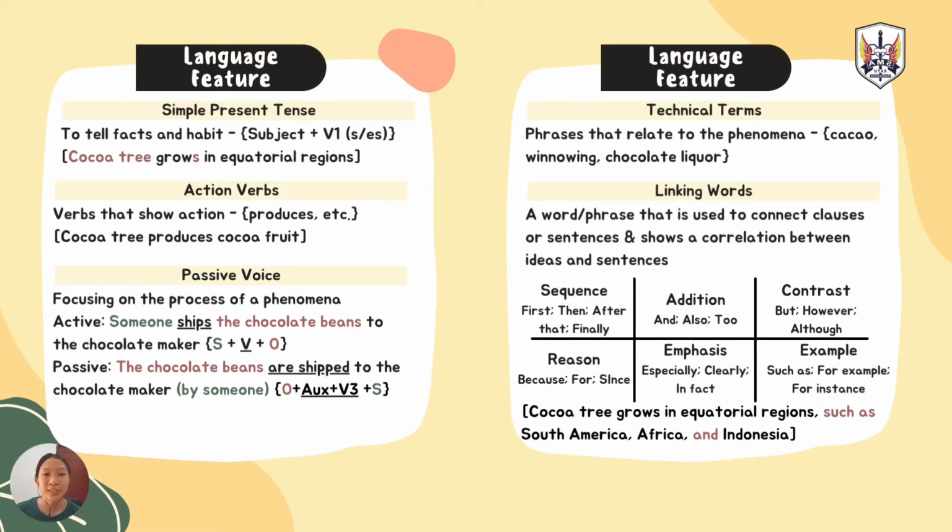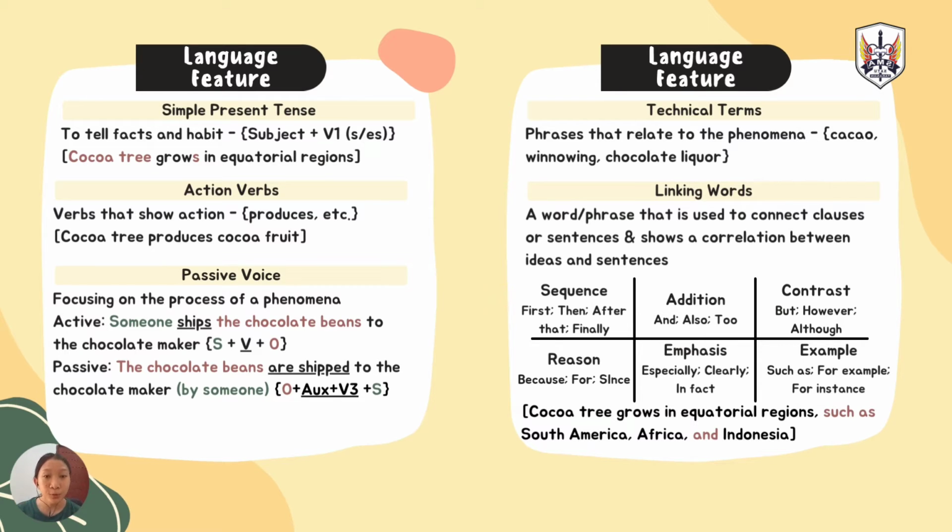Now let's have a look at the language features. The first language feature is simple present tense. We use simple present tense almost everywhere, and also in explanation text. Simple present tense is a tense to tell facts and habits. The form is subject plus verb 1 plus s/es plus object. For example, cocoa tree grows in equatorial regions. Cocoa tree is the subject, which is it. That is why in the verb we use s. Grow becomes grows. Next is action verbs. Action verbs are verbs that show action.